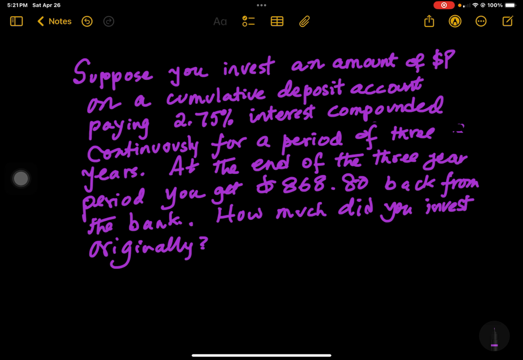Suppose you invest an amount of P dollars on a cumulative deposit account paying 2.75% interest compounded continuously for a period of 3 years. At the end of the 3-year period, you get $868.80 back from the bank. How much did you invest originally?